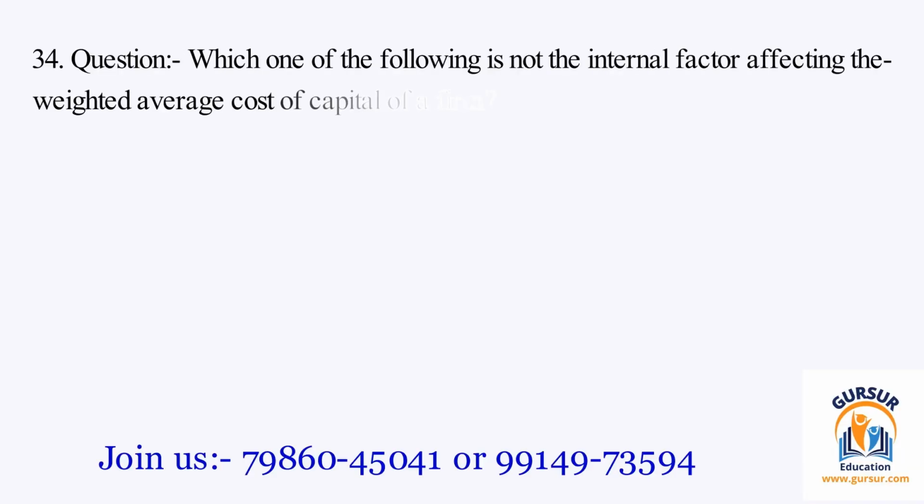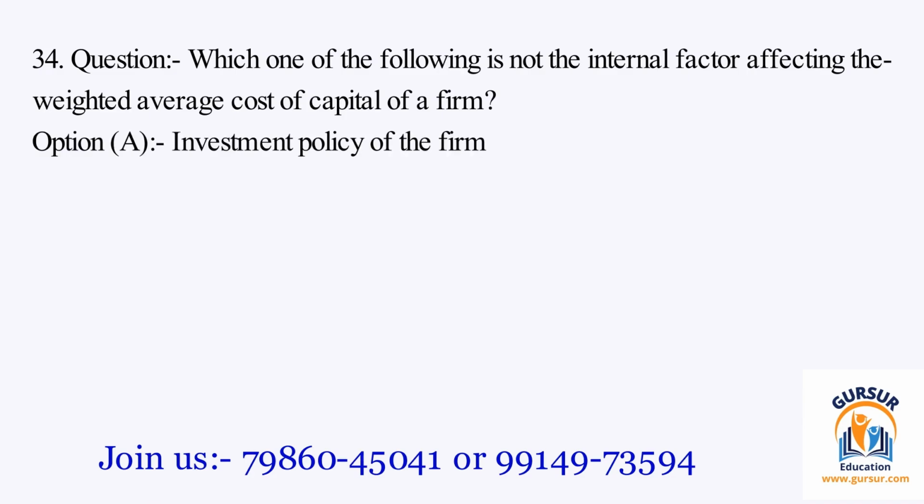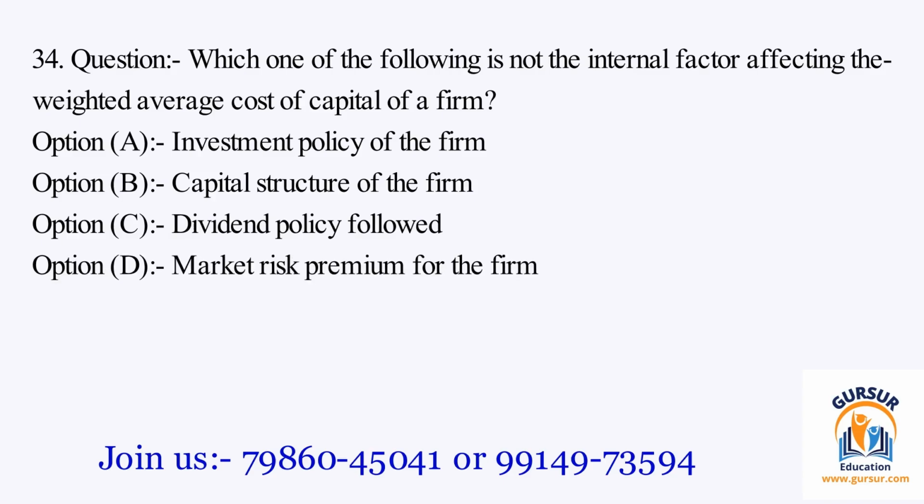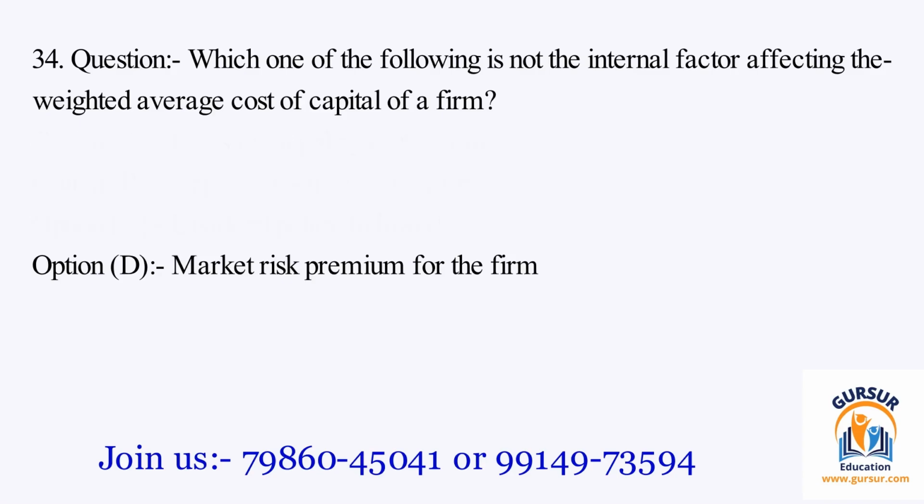Question number 34. Which one of the following is not the internal factor affecting the weighted average cost of capital of a firm? Option A is investment policy of the firm. Option B is capital structure of the firm. Option C is dividend policy followed. Option D is market risk premium for the firm. The right answer of the question is option D, and that is market risk premium for the firm.